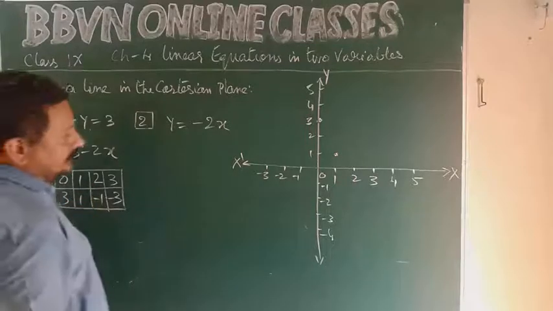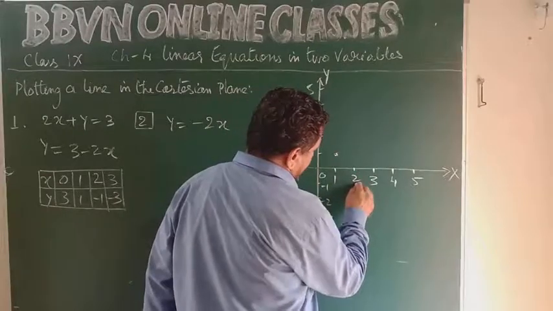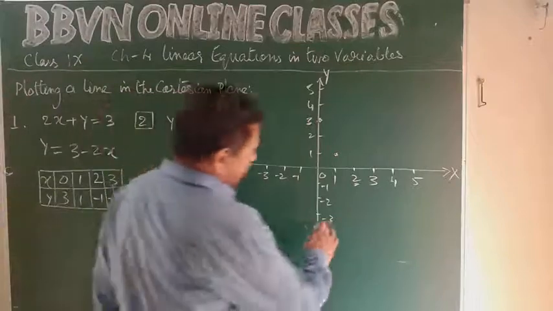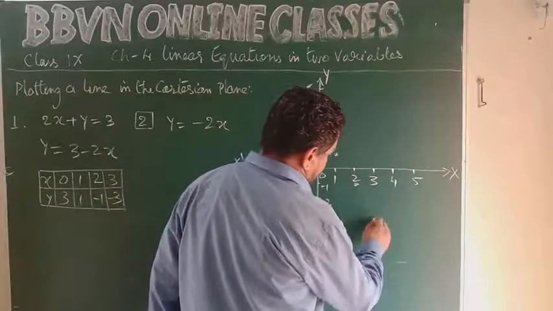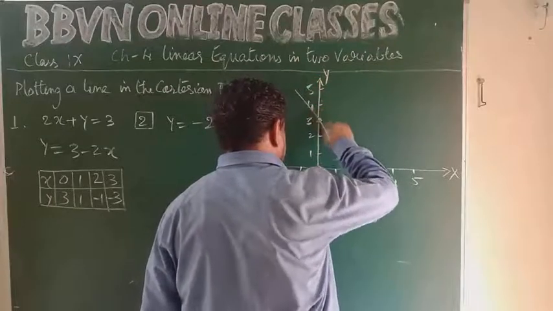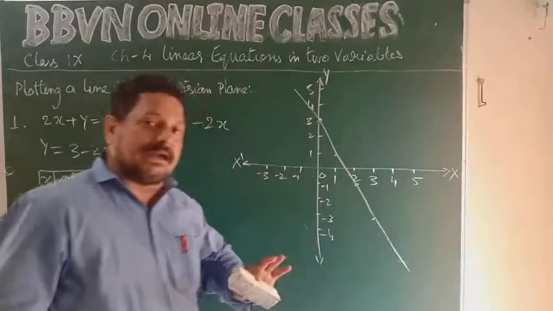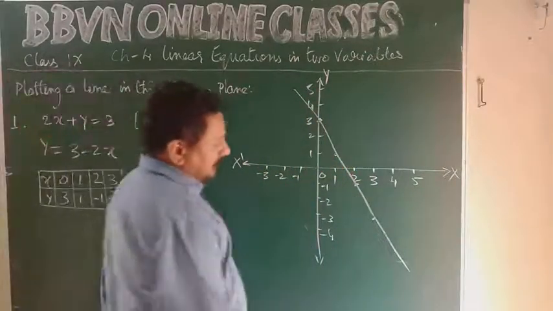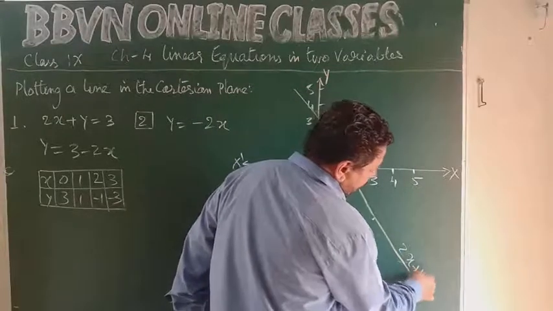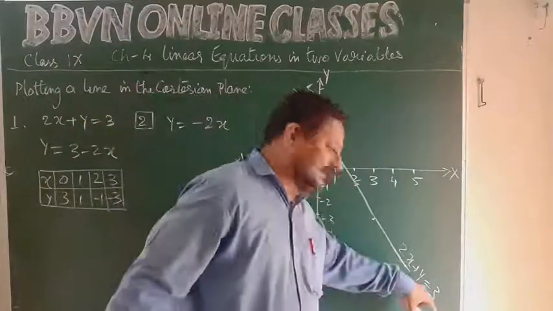x 2, y is minus 1. So here is the point. Then x 3 and y minus 3. This is the point. So join these points and try to get a straight line. So children, use the graph paper to plot a line. Now whatever this line is, the equation, write it here: 2x plus y equal to 3. This line satisfies this linear equation.